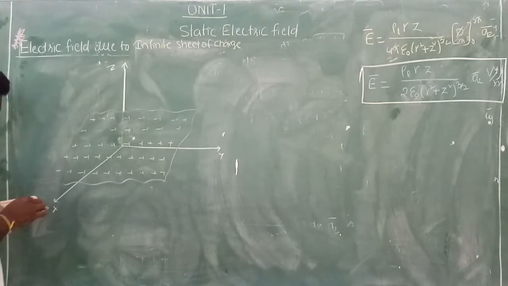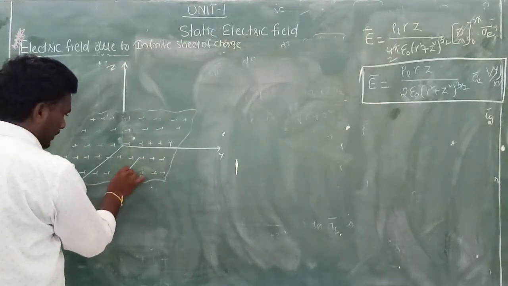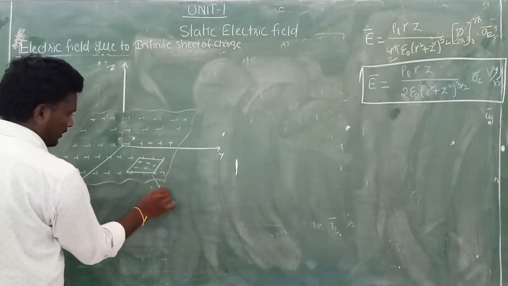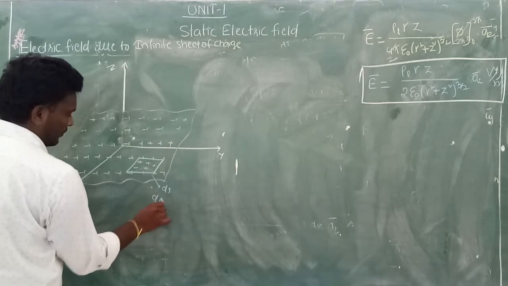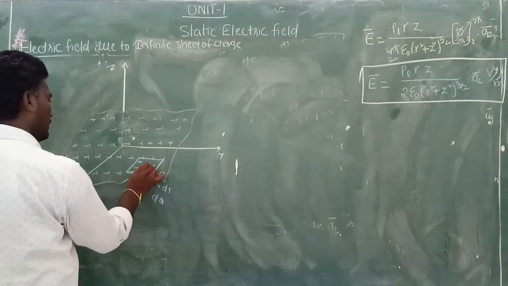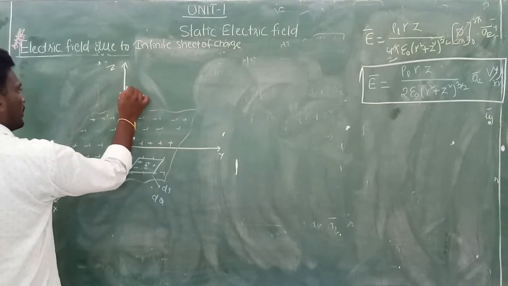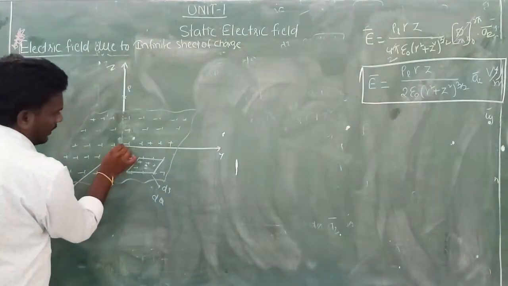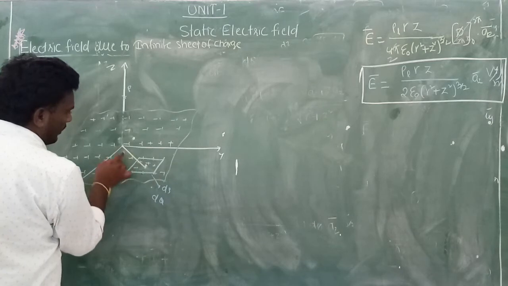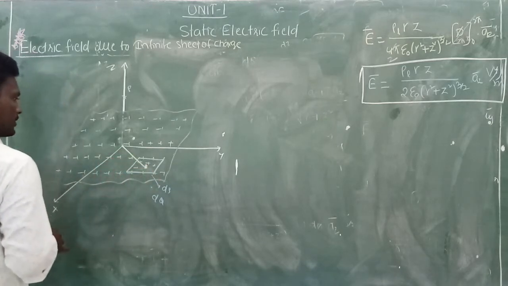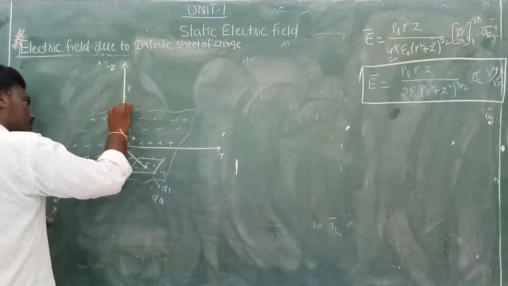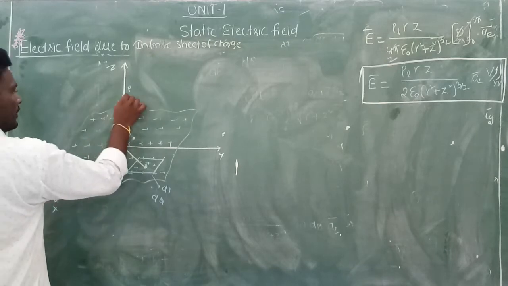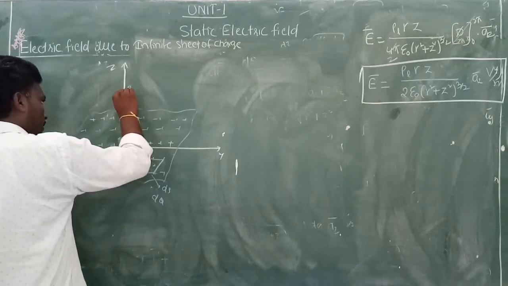Okay. Now consider a small differential surface area on the xy plane like this. This is my differential surface area, ds, where the charge is dQ. I require the electric field intensity on the z axis. I am drawing the vector from the origin to the differential surface area. Similarly, the vector from the origin to point P is the resultant vector.